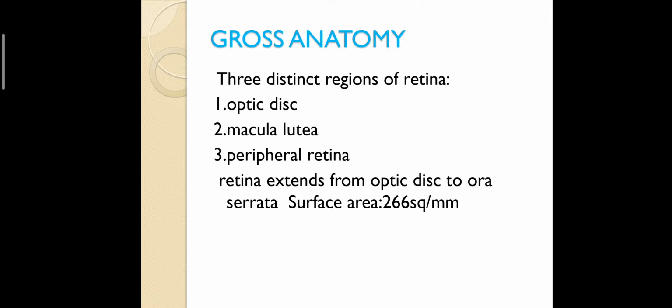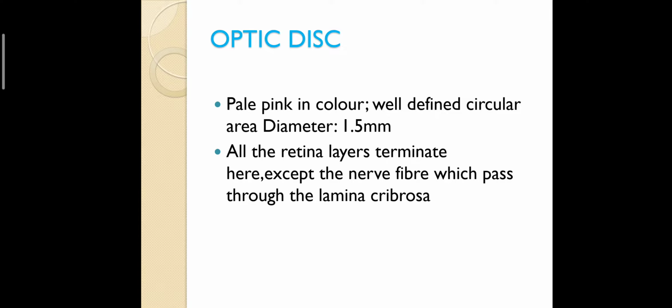It extends from the optic disc to the ora serrata. So what is the optic disc? The optic disc is a structure which is pale pink in color, a well defined circular area. It is circular or oval with a diameter of around 1.5 millimeter. This is the part where all the other layers of the retina terminate except the nerve fiber layers, which pass through the lamina cribrosa and form the optic nerve.